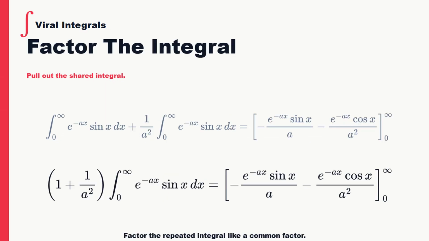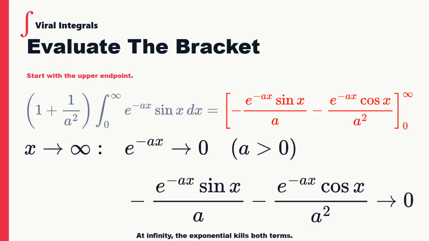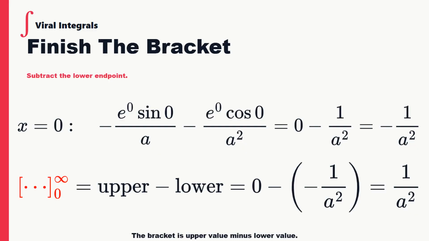Now the left side has the same integral in both terms. Factor it out. The only thing left in front is 1 plus 1 over a squared. Now evaluate the bracket carefully. At infinity, the exponential goes to 0 because a is positive, so both bracket terms go to 0. At x equals 0, sine is 0 and cosine is 1. The bracket means upper value minus lower value, so we get 1 over a squared.